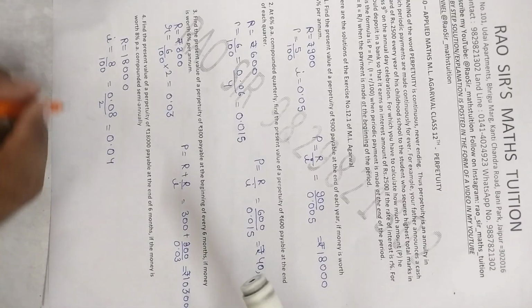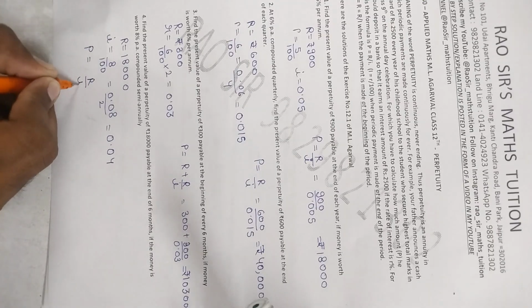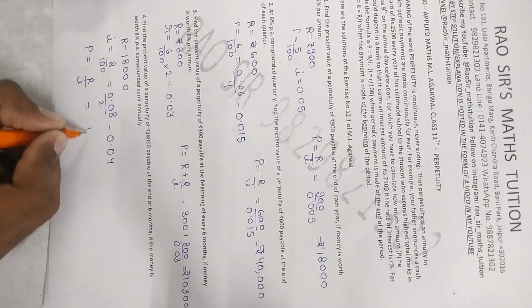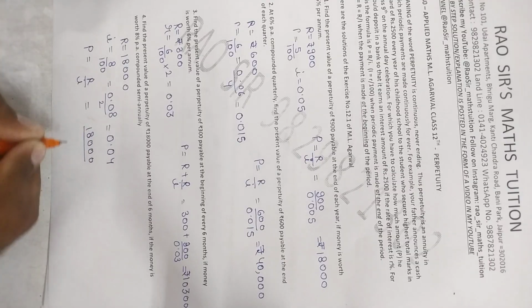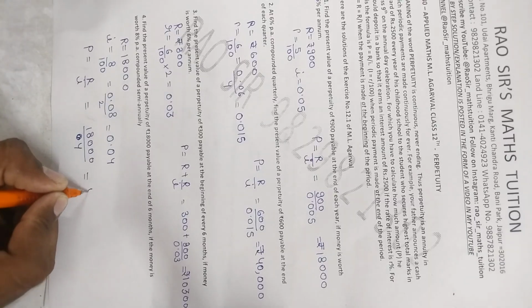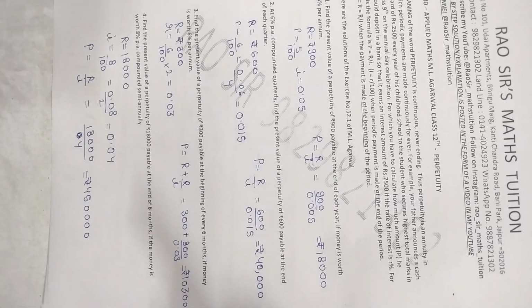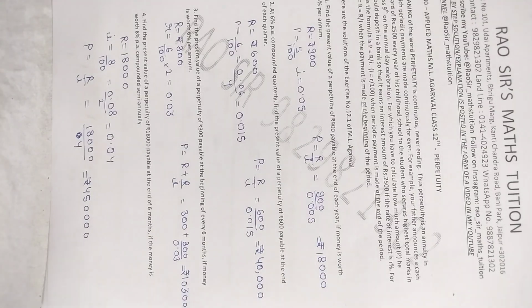We are using the same formula here also, so 18,000 upon 0.04, that works out to 4,50,000. Yes, we can go for the next question. Go through the question first.